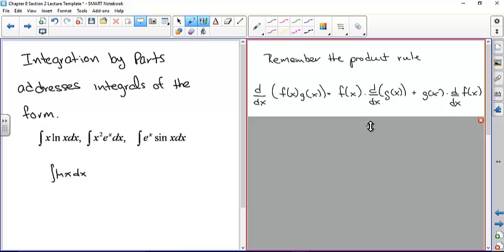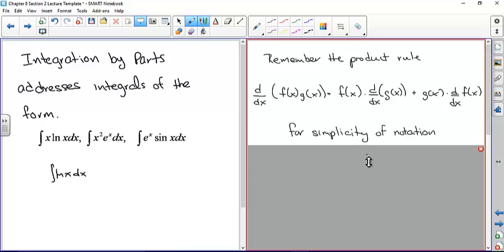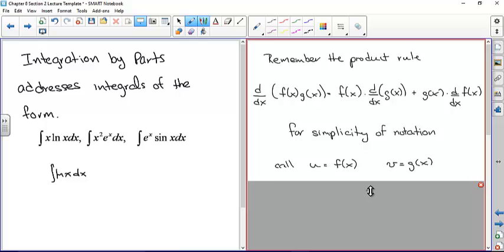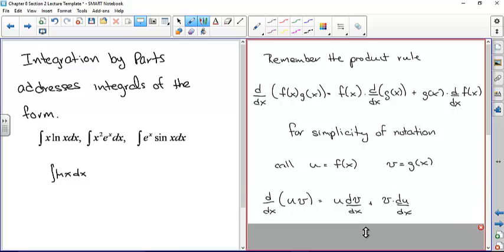And just like we did with integration by parts, we're going to simplify the notation. We're going to let f of x just be represented by the variable u, and g of x, the second function, represented by v. We kind of did that in integration by parts by using u and f and g. So the product rule in terms of u and v becomes this. The derivative with respect to x of u times v is equal to u times the derivative of v with respect to x plus v times the derivative of u with respect to x.